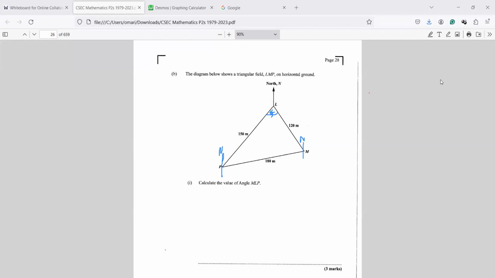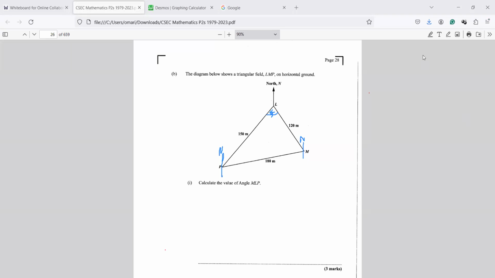For this diagram, we're given all 3 sides, and we're given no angle. Based on that information, which rule or trigonometric theory would you apply for this question? Anybody can go ahead and open their mic. Pythagoras, no, because this is not a right angle triangle. Cosine rule, yes. You would use the cosine rule, and the reason is because it's not a right angle triangle.